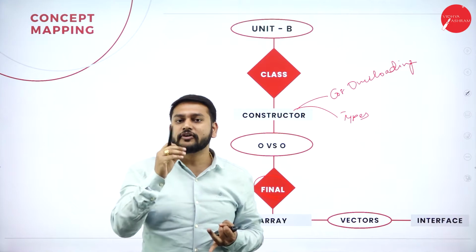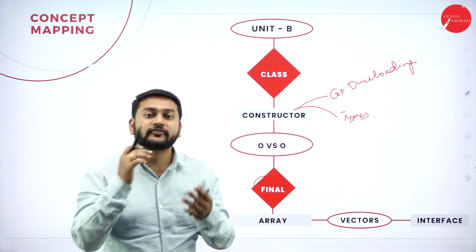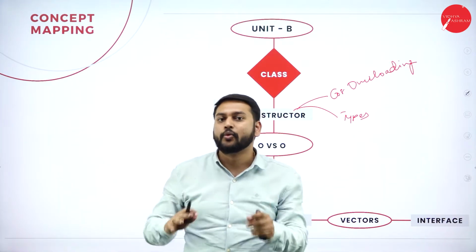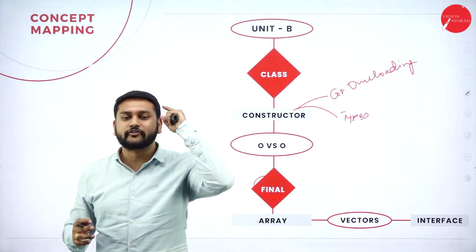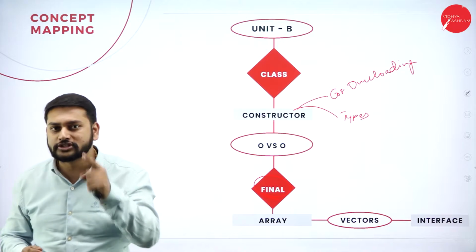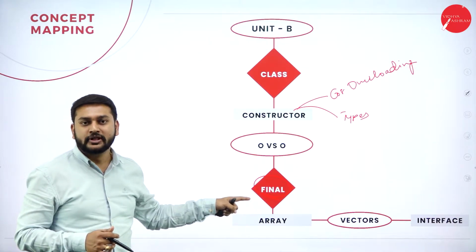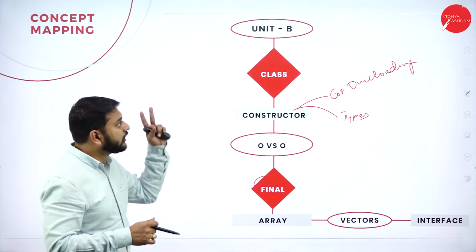If I use a final keyword for a variable, what will happen? If I use a final keyword for a method, what will happen? And also you should know the syntax of that for the three things. That's most important, that you should never skip. That's again a very important question in unit B.